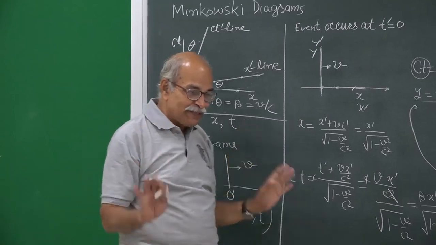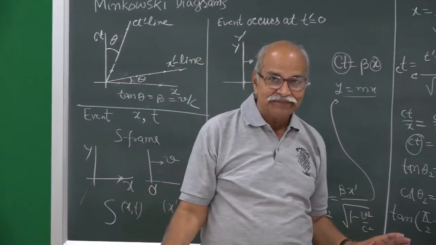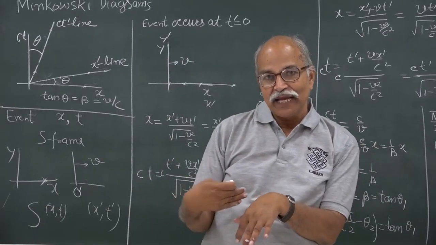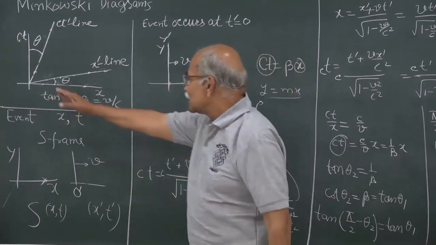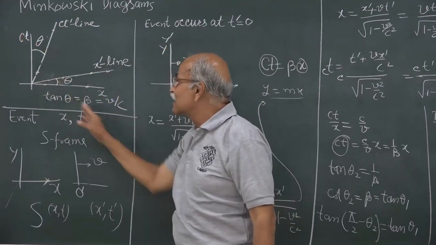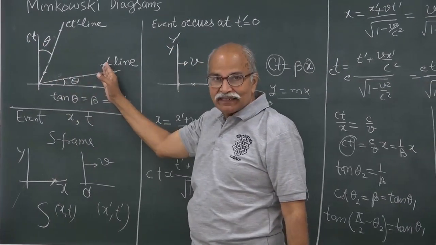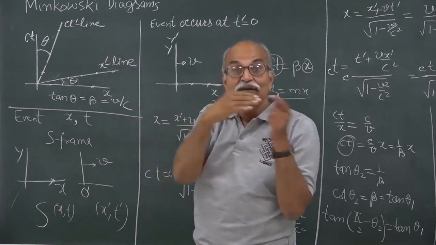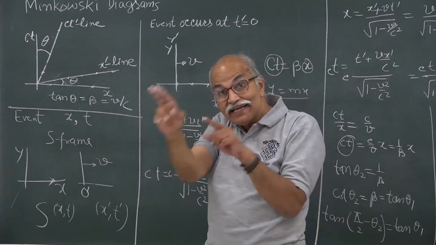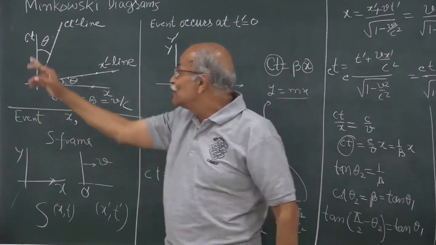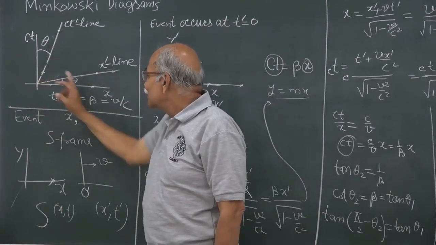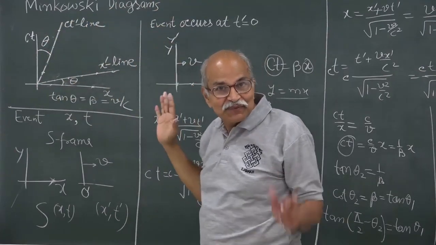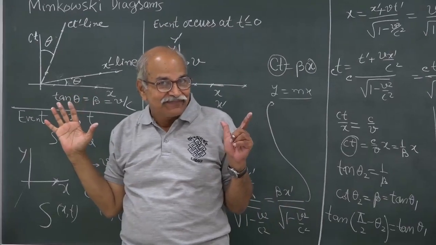If you have two frames S and S prime and you consider events for which T prime is equal to 0, those events on the XCT diagram are represented by this line. And then if you consider events for which x prime is equal to 0, then the corresponding x and corresponding CT will be represented by this line on this XCT Minkowski diagram. So, this is the one part which you have to understand, right.